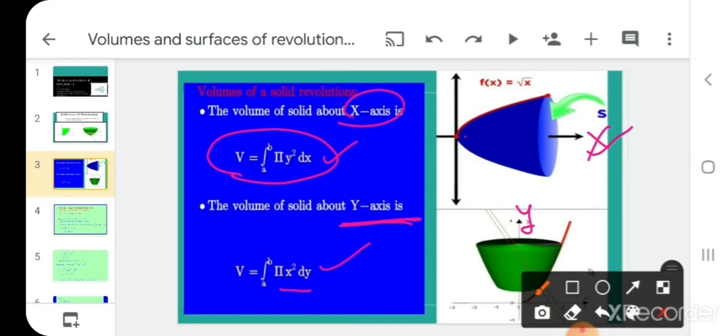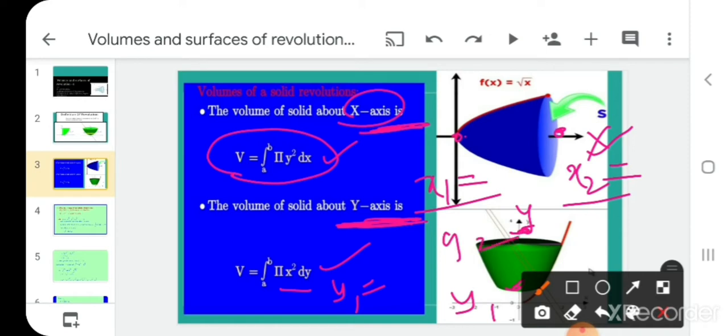If the curve rotates about the x-axis, what are the limits here? A to b. That means the starting point x1 and the ending point x2; we take the limit points on the x-axis. That means we find the x values as the limit points. In the second formula, we find the limit values on the y-axis. That means we get the starting point y1 and the ending point y2. These are the limit points.